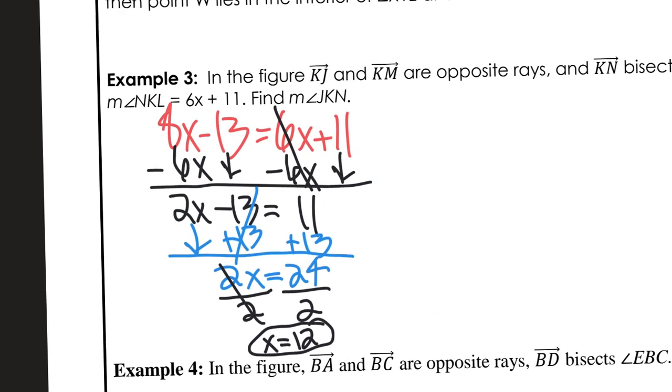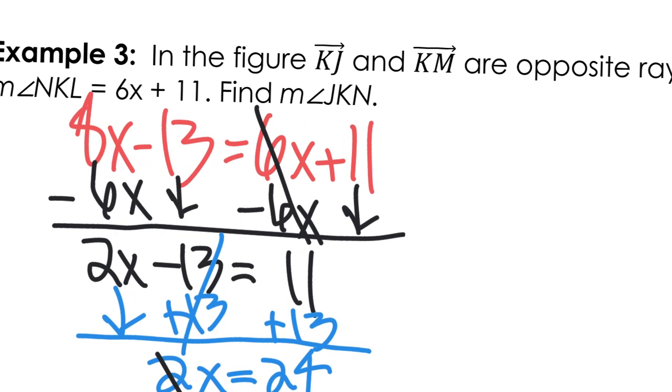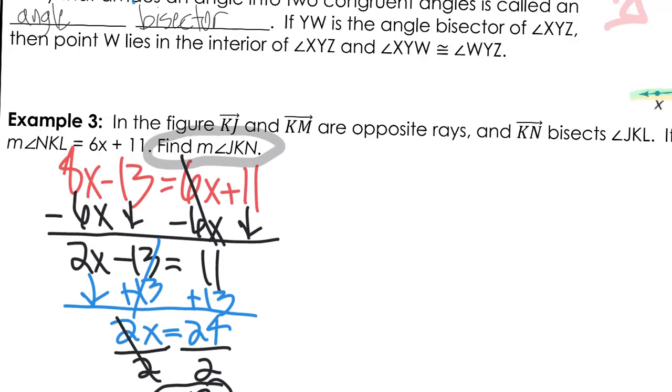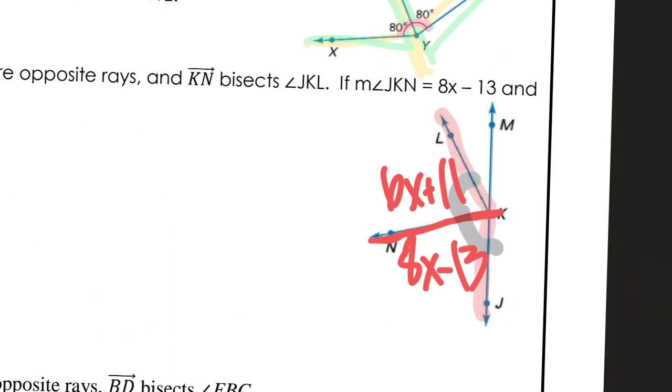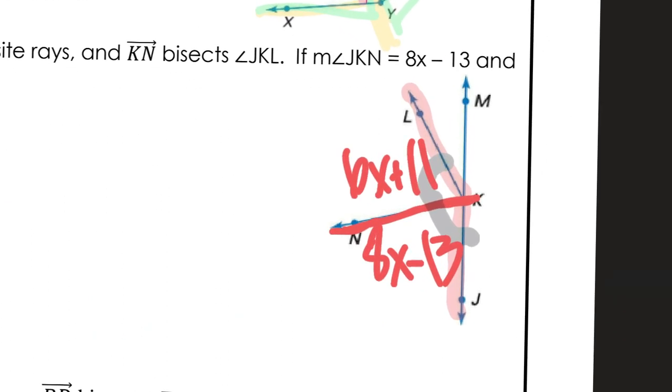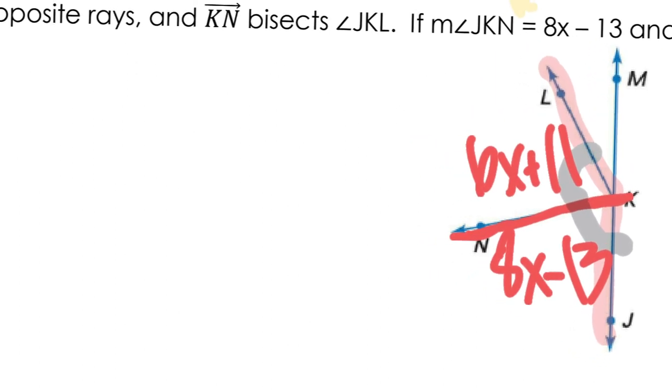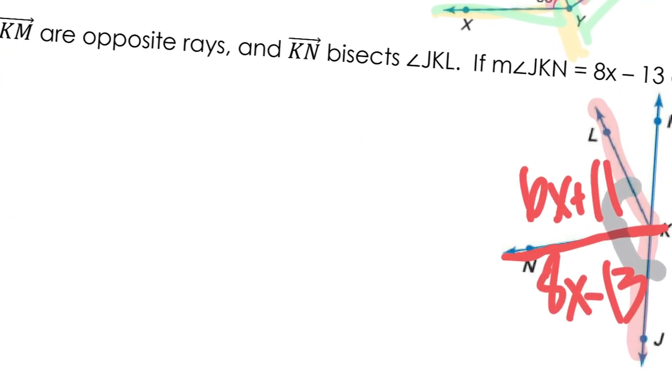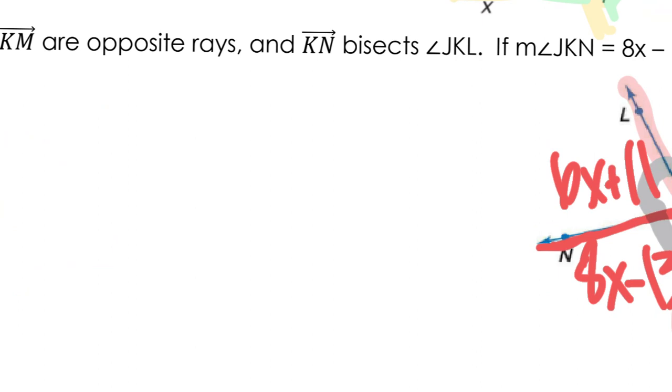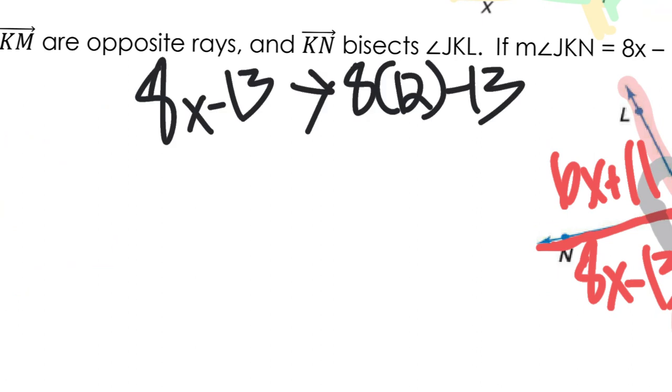If we were to take this one step further, which we need to because the question does say find the measure of angle JKN, we just have to plug that in. JKN is that 8x minus 13. Could you plug it into the 6x plus 11 because they're congruent? Yeah. But just because JKN is given as 8x minus 13, I'm going to plug in 12 for x into that.